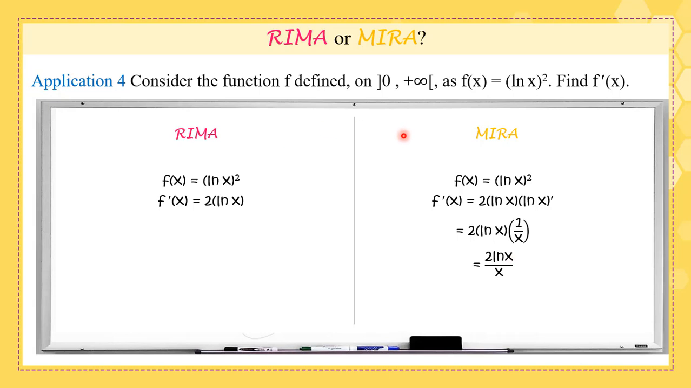Now, which method is correct? I think Mira's method is correct, and Rima's method is not, because she didn't multiply by u prime.